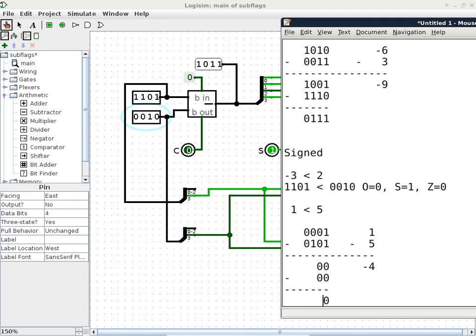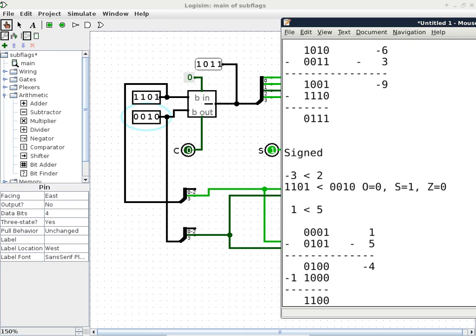0 minus 0 is a 0, and neither gives me a borrow, so this borrow becomes a 0. 0 minus 1 is a 1. That gives me a borrow. 1 minus 0 is a 1. 0 minus 0 is a 0. 0 minus 1 is a 1 with an overall borrow.